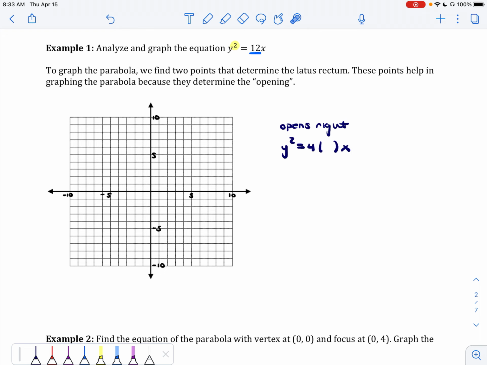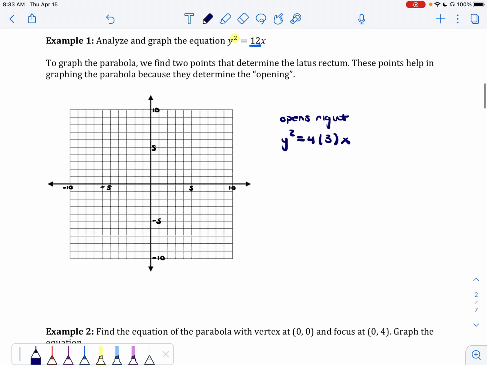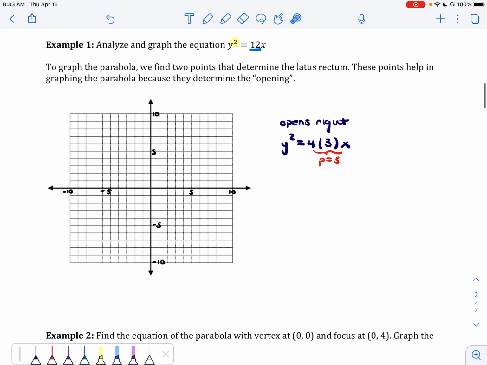We basically just want to think, 4 times what will give us 12, and of course 4 times 3 gives us 12. So that tells us that our p-value is equal to 3. The 4 is just a constant that's in all of these equations for a parabola. So you want to separate whatever number you were given into 4 times p.